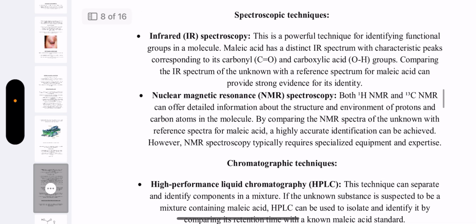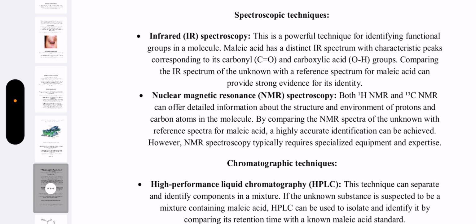Spectroscopic techniques. Infrared spectroscopy is a powerful technique for identifying functional groups in a molecule. Malic acid displays certain characteristic peaks corresponding to carbonyl groups and carboxyl groups. Comparing the spectrum of the unknown with the reference spectrum for malic acid can provide strong evidence about its identity.